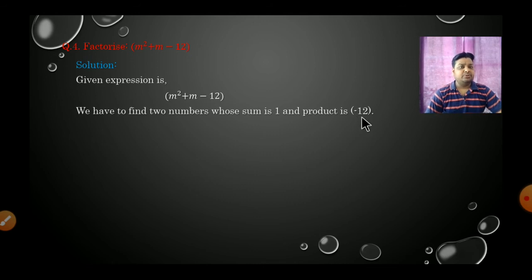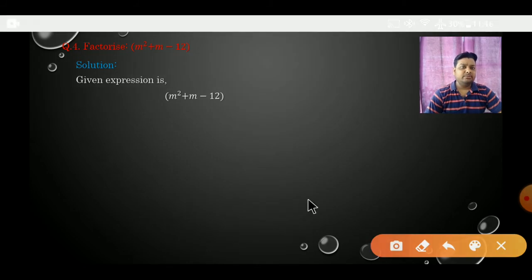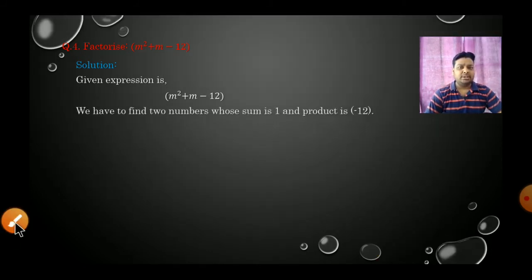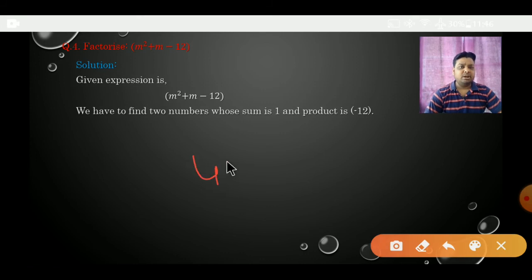If you are finding the factors of minus 12, then in this case one number should be minus and one number should be plus. It means 12. We can say 4 into 3 equal to 12. 4 into 3 is one factor pair also.